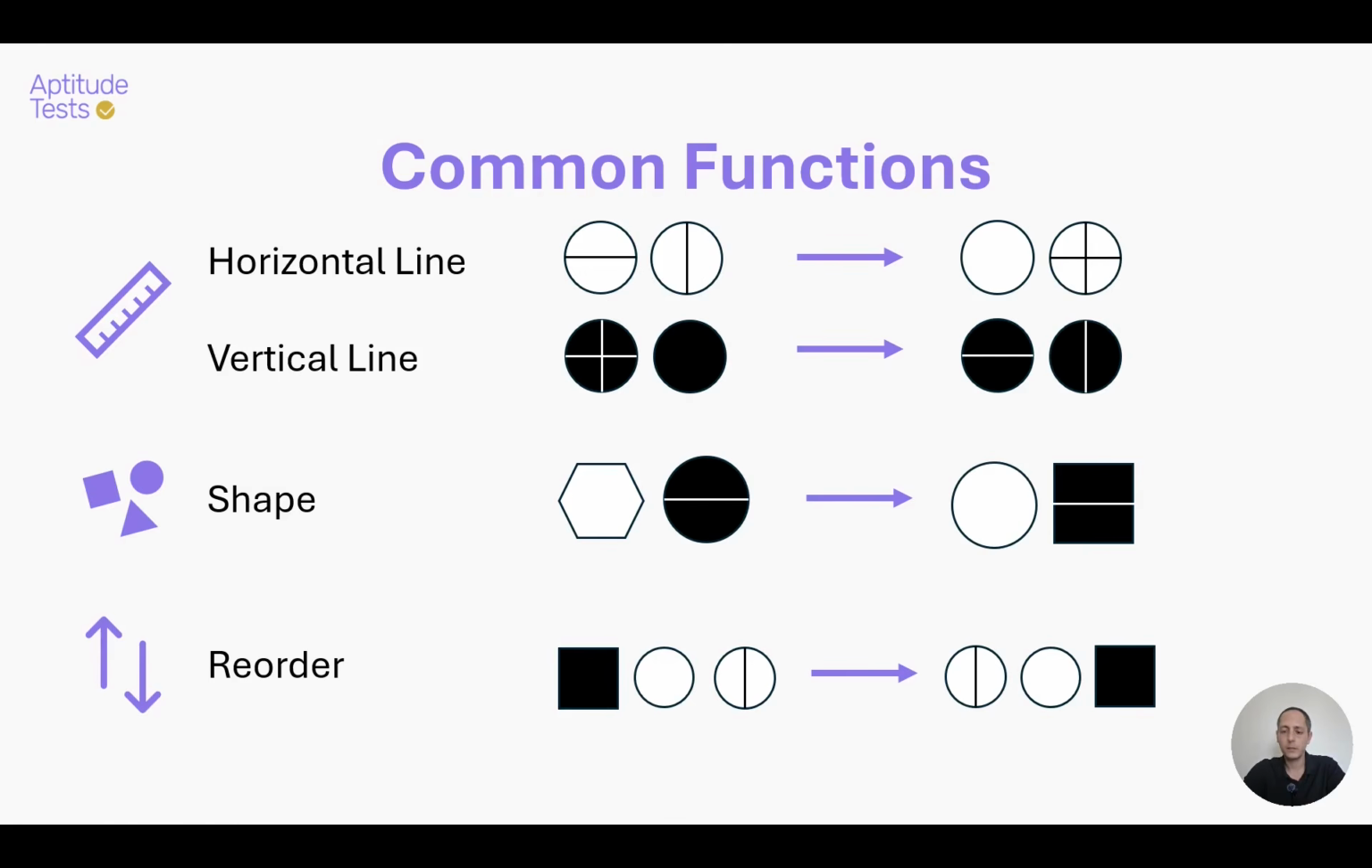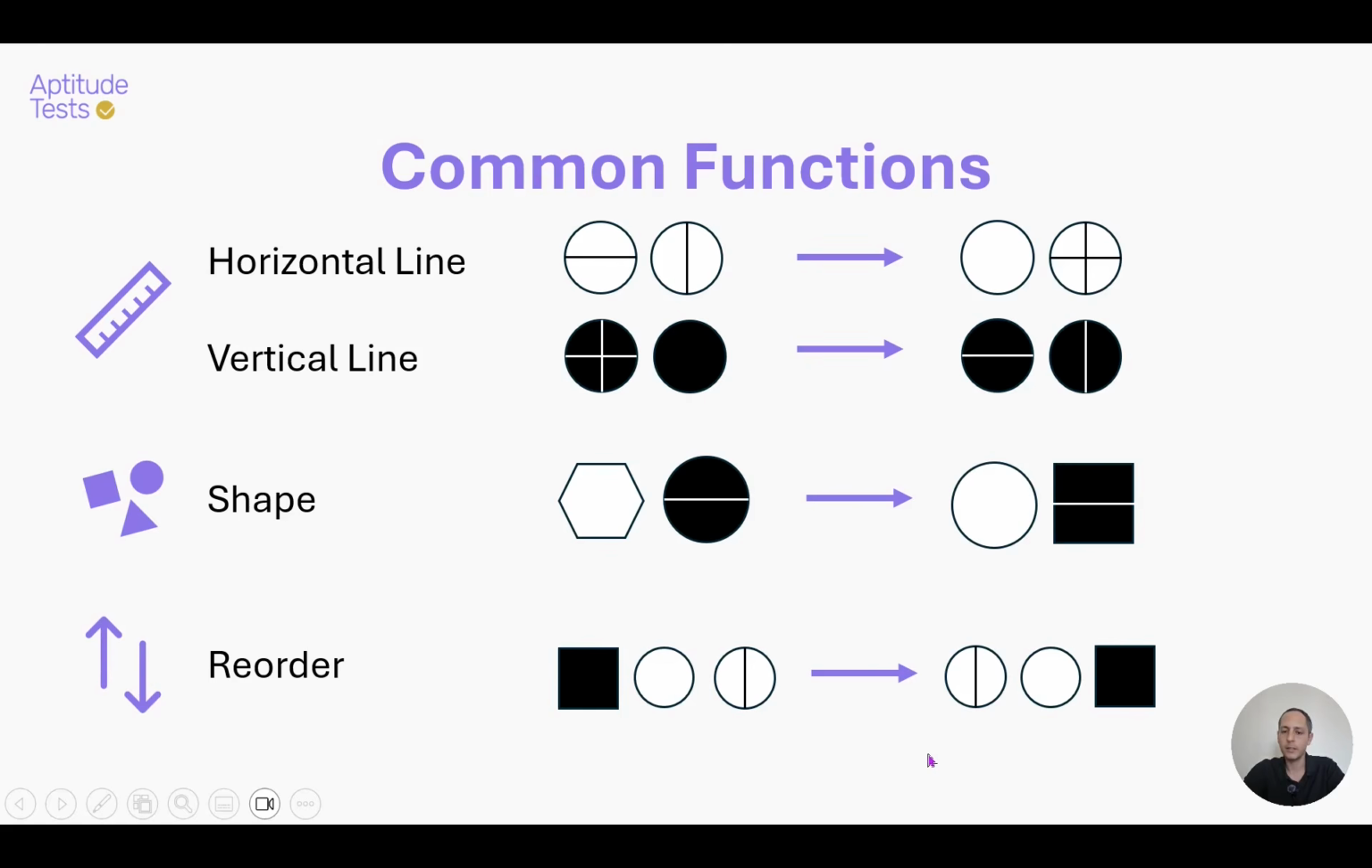The next category is the shape change, and that would mean that we preserve all characteristics of the shape except for, you could say, its contour. Okay, so here we have a big white hexagon turning into a big white circle. Here we have a big black circle with a horizontal line transitioning to a big black square with a horizontal line. Okay, so everything is preserved except for the contour of the shape.